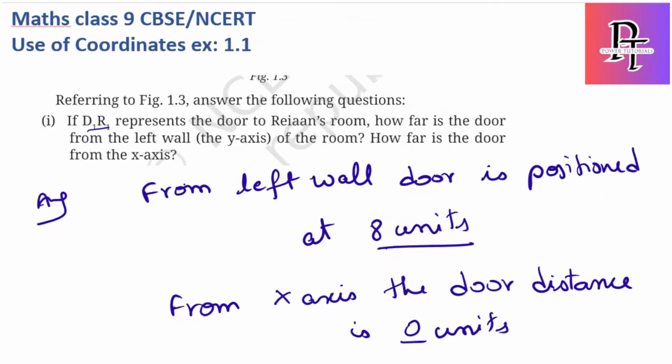Okay, so here you can see D1 represents a door. How far is the door from the left wall? It is 8 units. How far is the door from the x-axis? It is 0 units, because the door itself is on the x-axis.